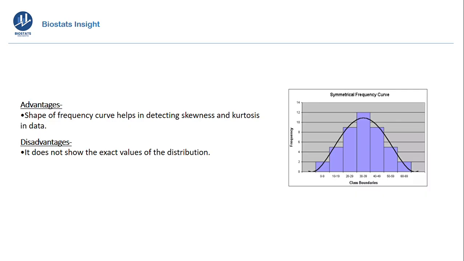So here is the graph. You can see there is a symmetric frequency curve. This is a symmetric one, where the graph is divided into two equal halves. So this is one example.